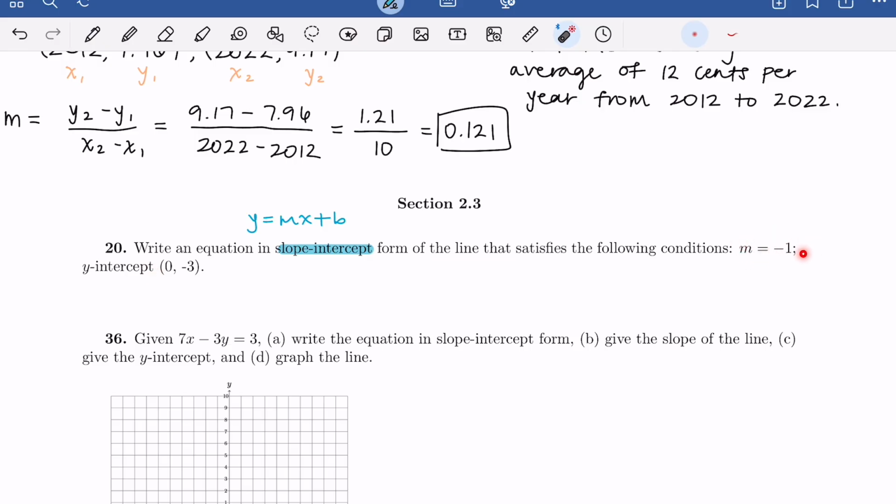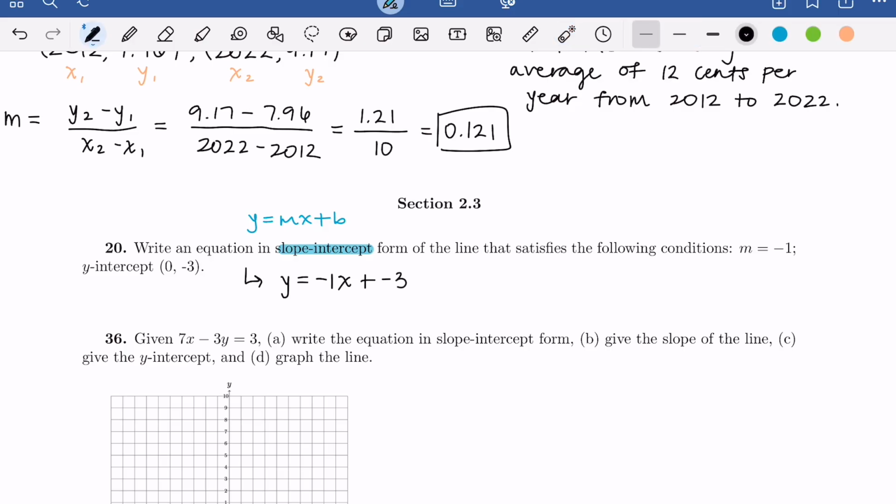These conditions are the slope is going to be -1 and the y-intercept is going to be (0, -3). So again, using y is equal to mx plus b, we know that our m is going to be our slope. So we're going to have -1 for that. We're still going to have x here, and we're going to add the y coordinate of our y-intercept. The y coordinate here is -3. So we're adding a -3 here.